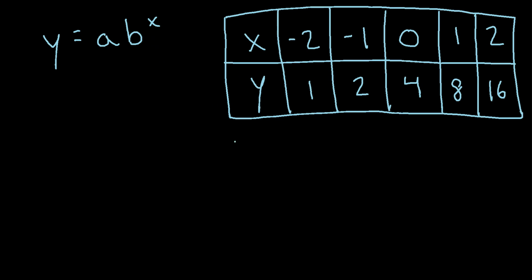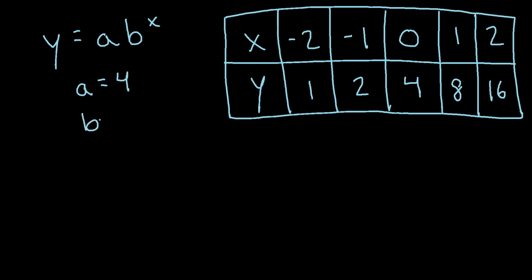So let's check out this table of x, y values right here, and let's see if we can write an exponential function to describe the relationship between x and y. So we said that a is just going to be the value of y when x is equal to 0. So when x is equal to 0, we can see that y is equal to 4. So a is equal to 4.